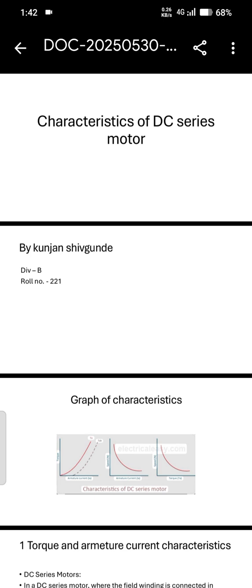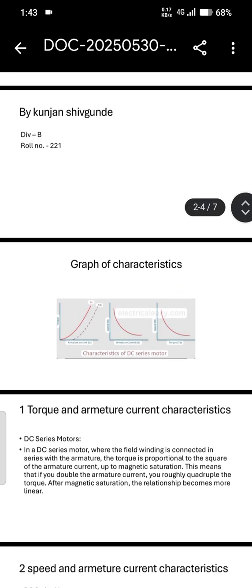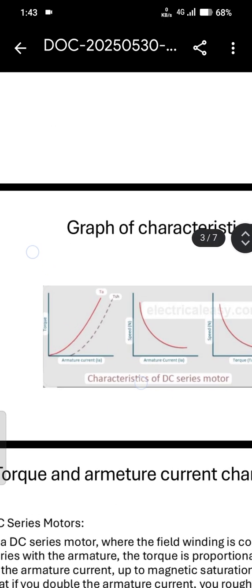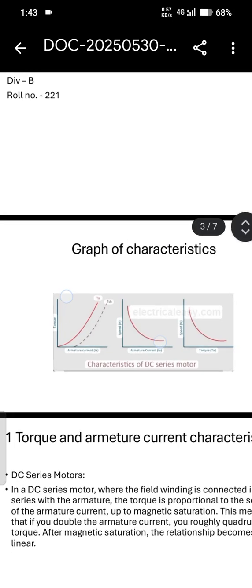Today I am going to teach you the characteristics of DC series motor. So here is the picture of the graph of characteristics. So let's get started. The first graph is between torque and armature current. When the torque increases, the armature current also increases. So the graph is of increasing direction.